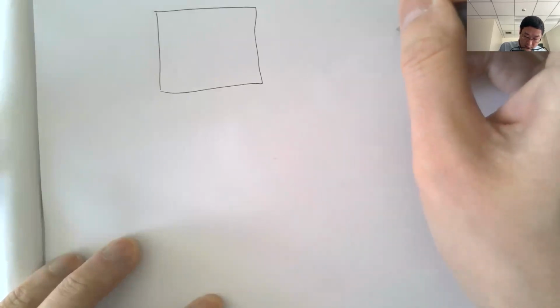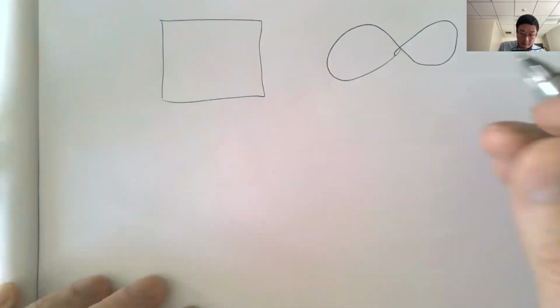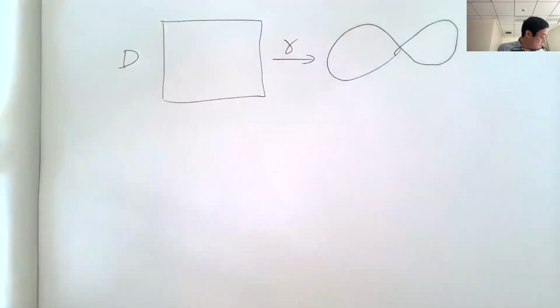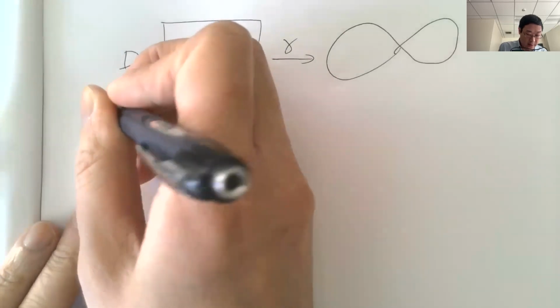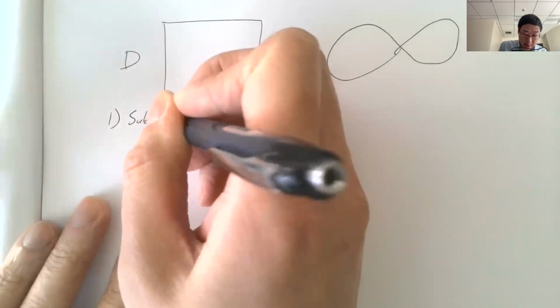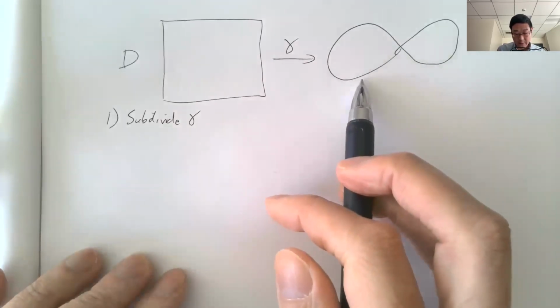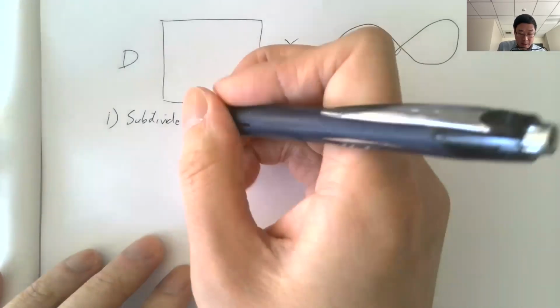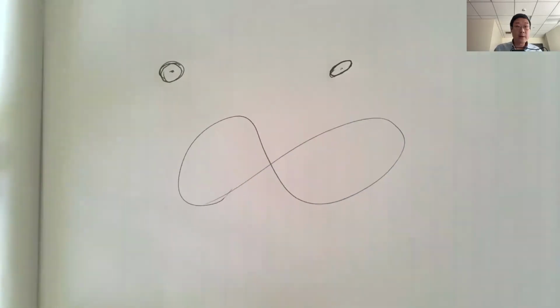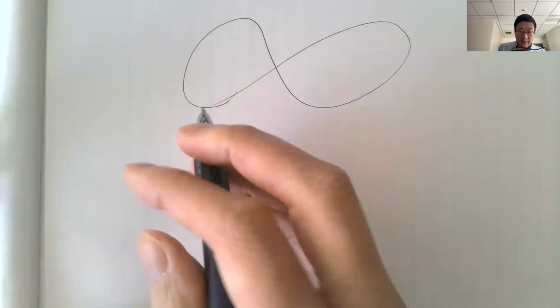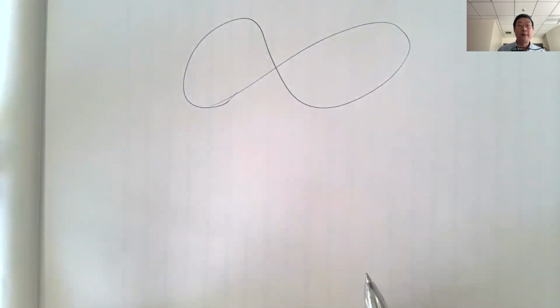So here we're constructing a map from the disk to the plane, where the boundary of the disk is going to map to a curve of signed area zero. Let's say this figure eight here. So let's call this map gamma. Let's call our disk D. The first step we need to do is subdivide gamma. We need to break this one big figure eight into a bunch of little curves. So let me take this picture here. We want to subdivide this curve gamma into a bunch of smaller curves that all also have signed area zero.